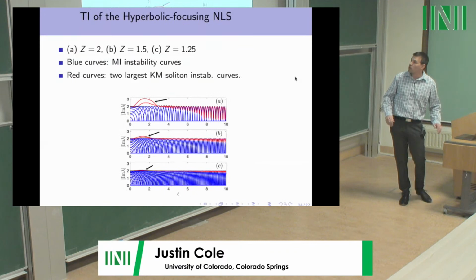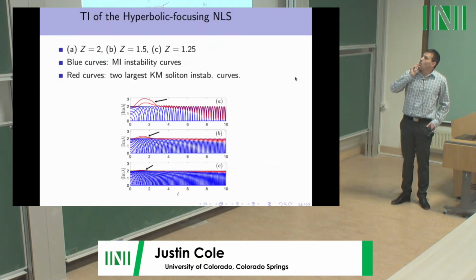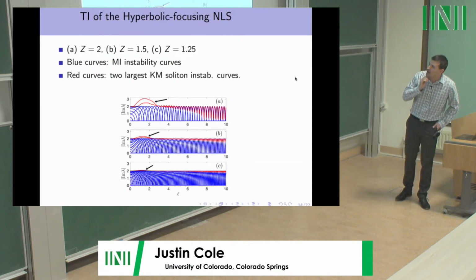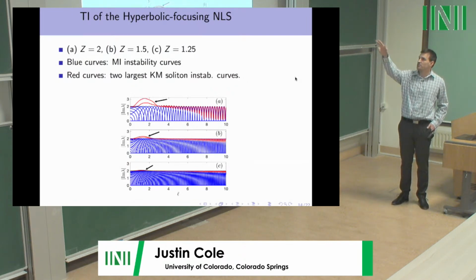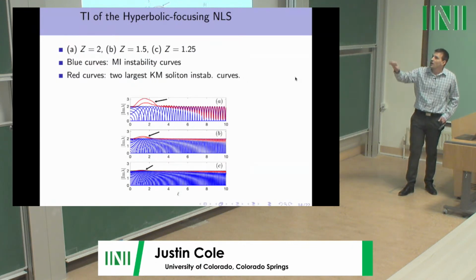Okay, so that's the motivation. Let's look at some numerics. What I'm going to show you is the imaginary part, the unstable parts of the Kuznetsov model solitons for different values of z. Again, as z approaches 1, the Kuznetsov model soliton approaches the Peregrine soliton.